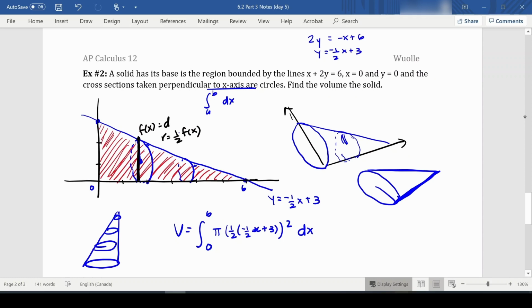If the cross sections taken perpendicular to the x-axis were squares, well, the area of a square is the side squared. So we would have to figure out what the side length would be. If it was this same shape, then I would have squares coming out of this thing, and the side length of one square would be my f of x. So I would have f of x squared as my area, and I would integrate that. Just pay attention to what shape you're dealing with.